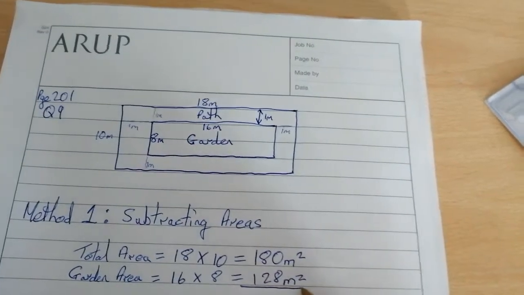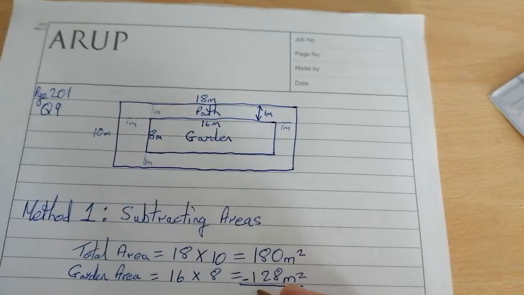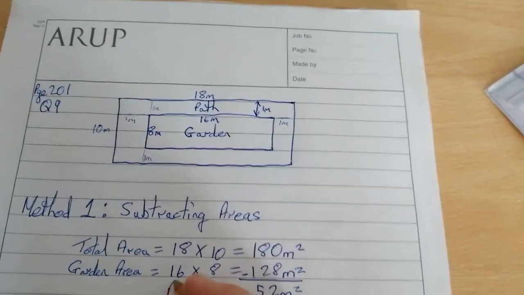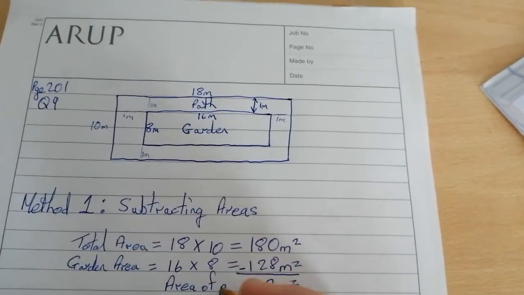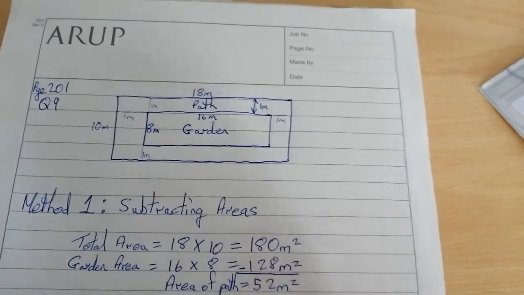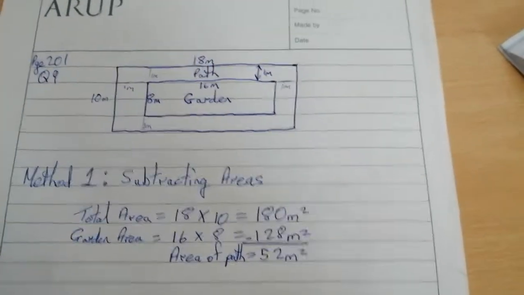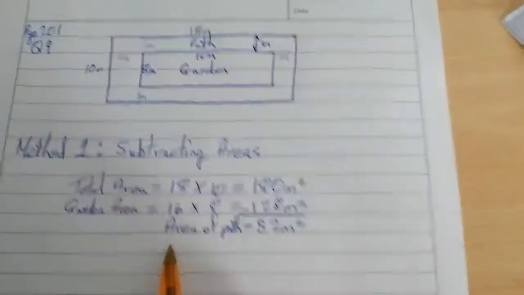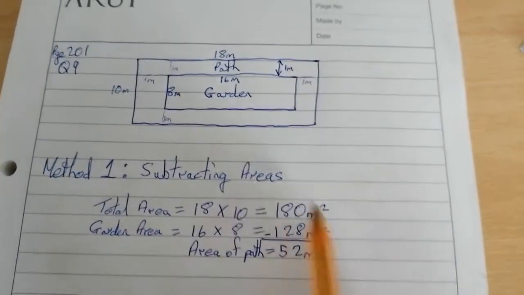So all I'm going to do is put a line under here, subtract, and what's that? That's 52 meters squared, and I'm going to say that's the area of the path. So you should always label your answer correctly as well. Don't just leave it as 52 meters squared somewhere on the page, letting the person reading it guess what it's supposed to mean. Okay, give it its correct title. That's the area of the path. That's our solution.